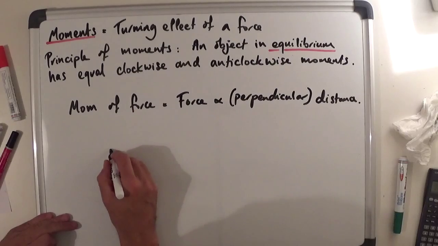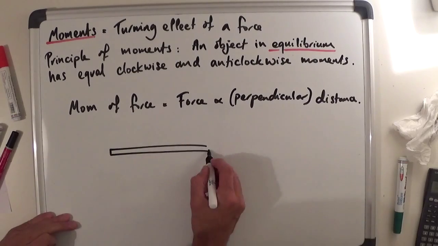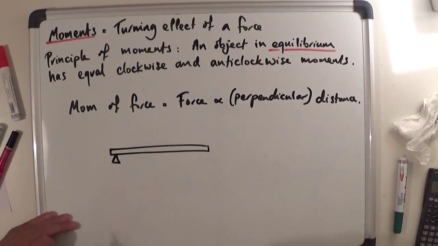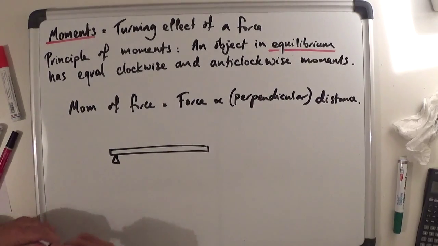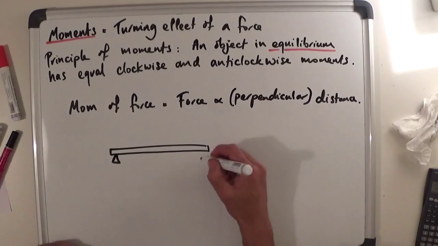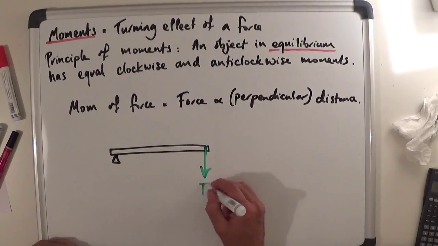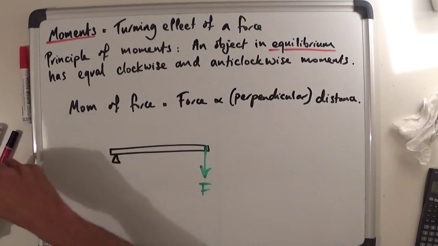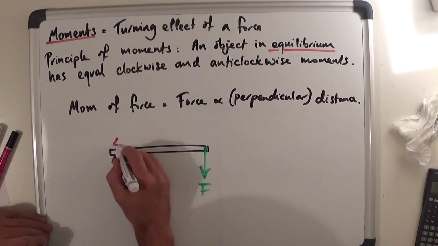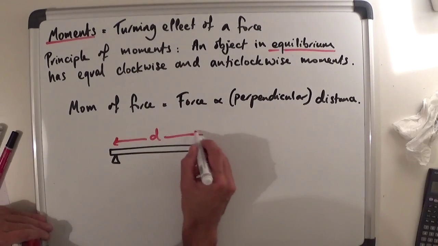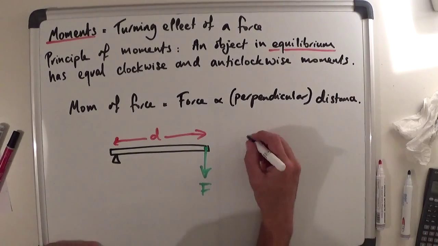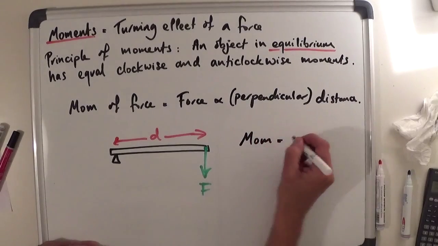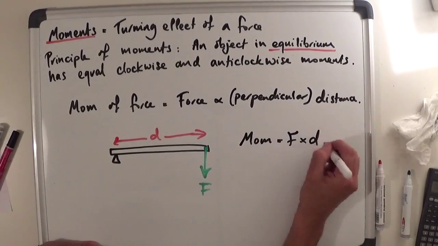Well, basically what it means is that if you've got a lever and you have a pivot point there, that's your pivot, and you apply a force F, let's say my force F is there, and this distance here is distance D, then the moment of my force, how much of a turning effect it has, is stated by the equation: moment is force times distance.